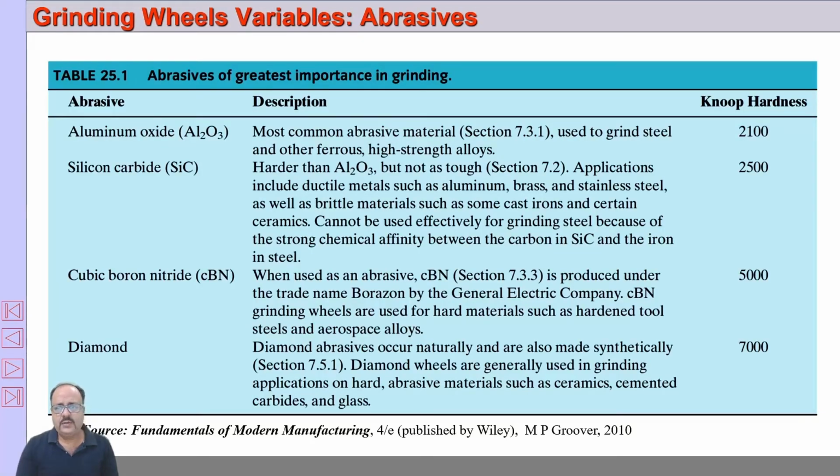So these are the abrasives that are used, and you can see the relative hardness. Diamond is the hardest one, followed by cubic boron nitride, silicon carbide, and then aluminum oxide. These are the abrasives that are normally used in grinding wheels.